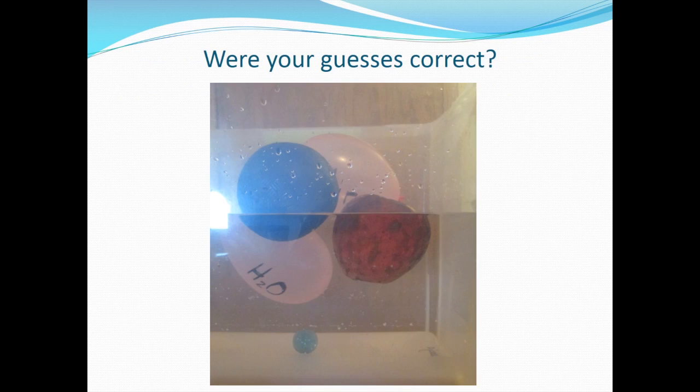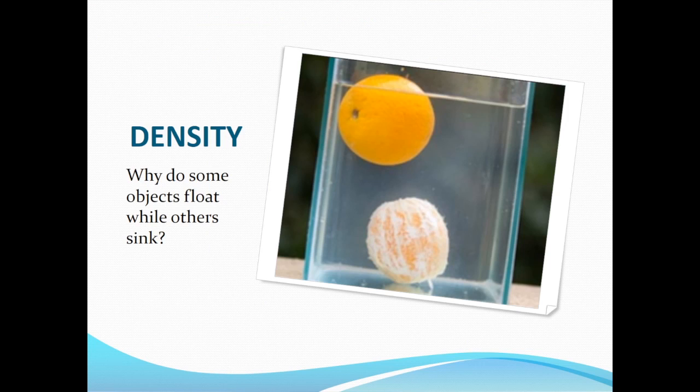Did you guess correctly? If not, which ones were different from your original guess? We see the air-filled balloon and air-filled ball float, the water-filled balloon and apple seem to hover, and the marble sinks. Why do some of the objects float while others sink? The answer is density. Let's find out what density is and why it's so important in determining whether an object will sink or float.